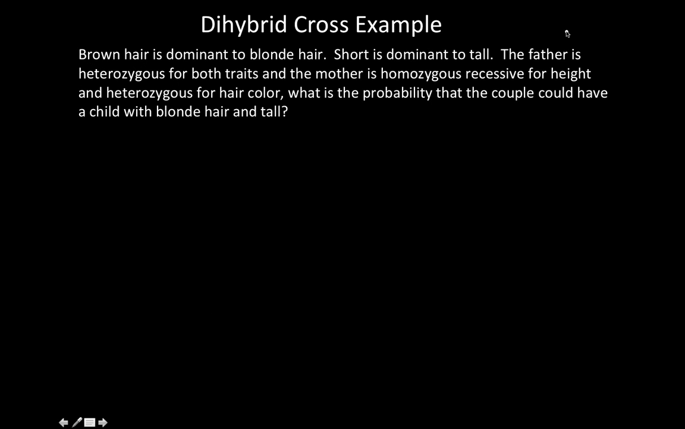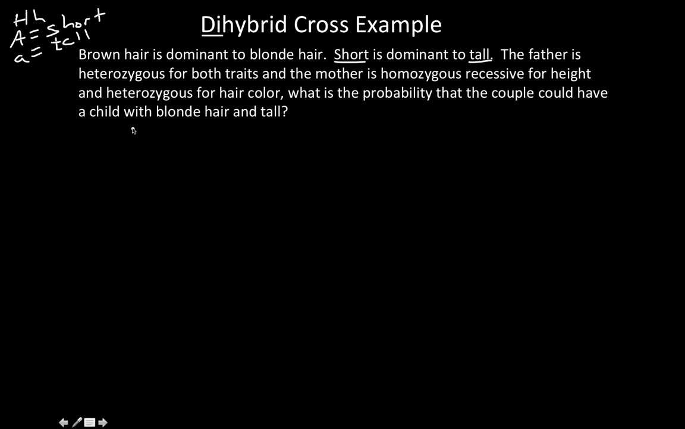So now we're going to do a dihybrid cross example, and di means 2, so we're working with 2 genes. Brown hair is dominant to blonde hair, so we're going to use the big H and little h that we used from the last example. But here our second gene is short is dominant to tall, so we're going to say that big A is for the dominant short allele, and little a is for the recessive tall allele. So the father's heterozygous for both, mother's homozygous recessive for height, and heterozygous for hair color. What is the probability that the couple could have a child with blonde hair and is tall?